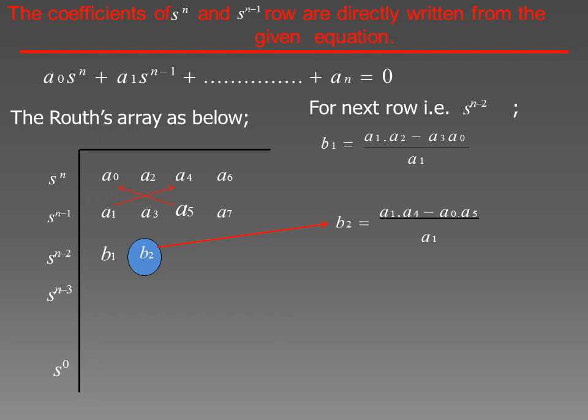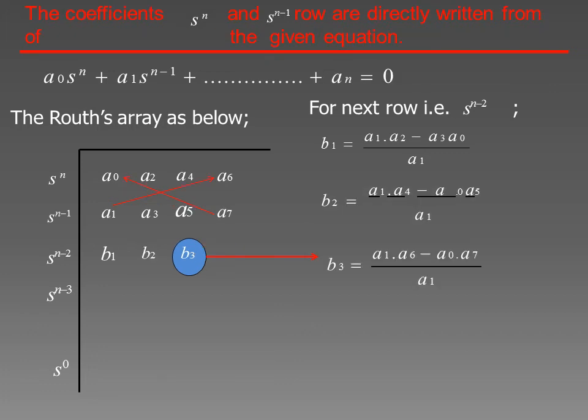Next is the calculation of b2. So for b2, again see the arrows shown here. b2 is equal to a1 into a4 minus a0 into a5, divided by a1. Then b3. See the arrows again. So you will observe that we have put the first column contents, that is a0 and a1, as constant. So here also b3 is equal to a1 into a6 minus a0 into a7, divided by a1.